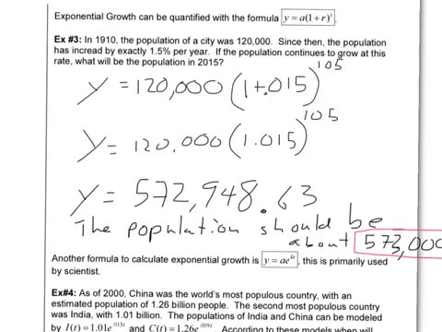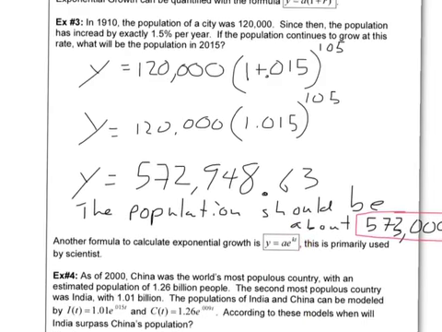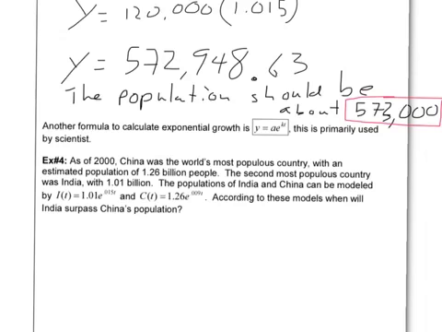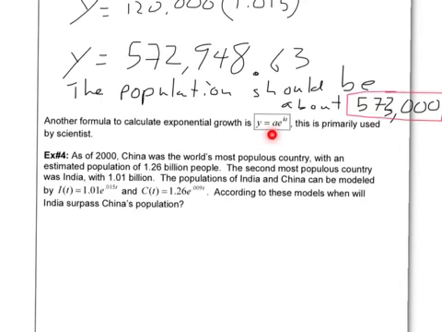Okay, now that's one way to calculate population. We could also calculate population using this exponential growth equation. Usually this is going to be a little bit more scientific, or you'll see scientists doing this. Here it says, as of 2000, China was the world's most populous country, with an estimated population of 1.26 billion people. The second most populous country was India, with 1.01 billion. The populations of India and China can be modeled by I(t) and C(t). According to these models, when will India surpass China's population? So we really want to know, when will the function that represents India be greater than the function that represents China?